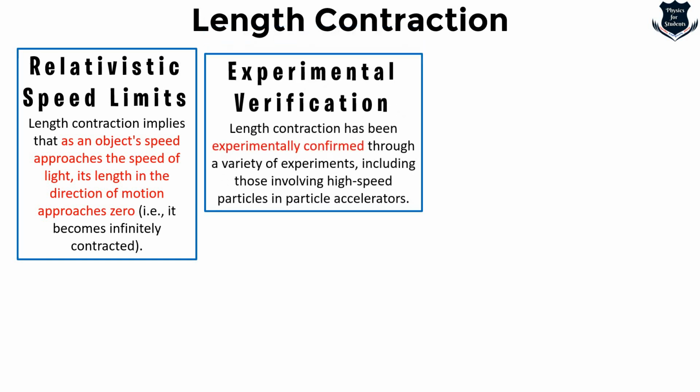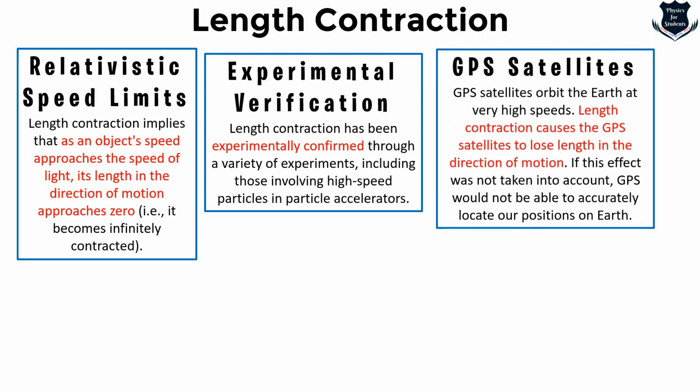Also, length contraction has been experimentally confirmed through a variety of experiments, including those involving high-speed particles in particle physics. Also, there are GPS satellites, because the length contraction effect has to be taken into account. If you don't, then the GPS would not be able to accurately detect positions on Earth.